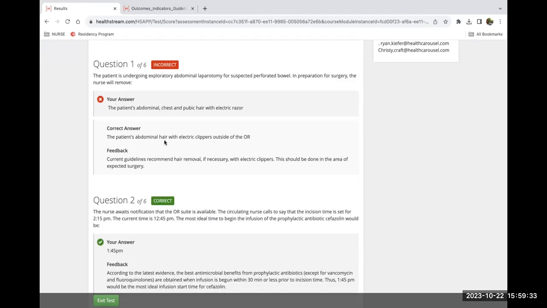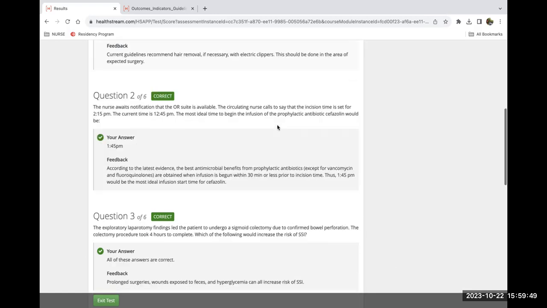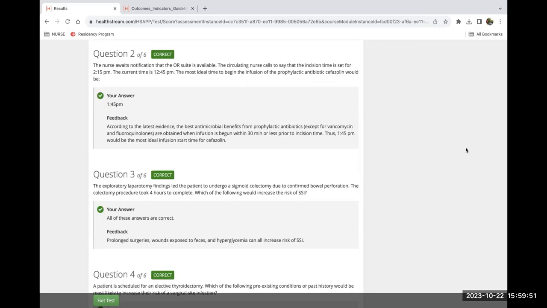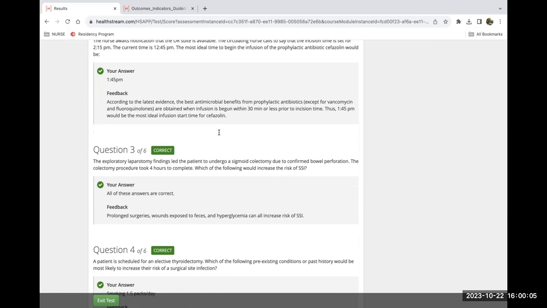The answer is to remove the patient's abdominal hair with electric clippers outside of the OR. Electric clippers, not razor. Okay. So the answer is, oh, except for vancomycin, which can be up to 2 hours. 30 minutes or less is better.